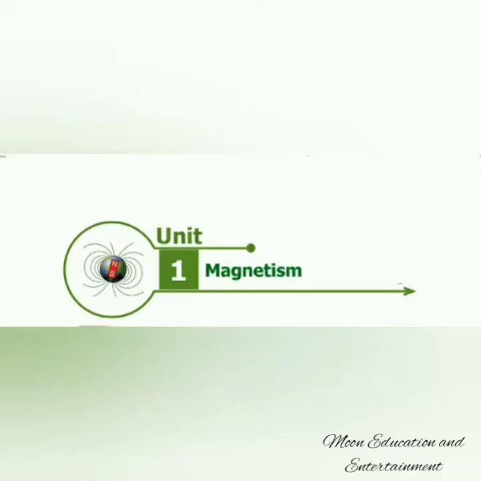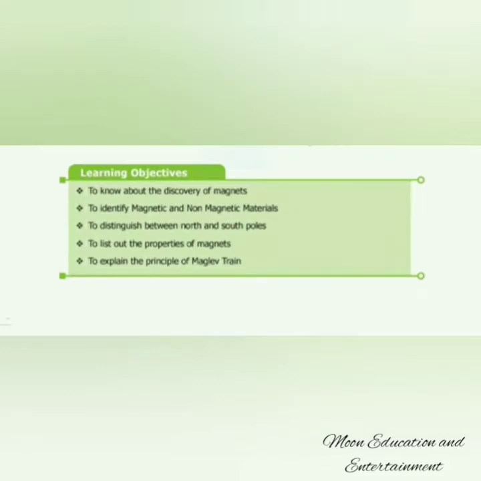Unit 1 Magnetism. In this lesson, we'll learn about the discovery of magnets, and we'll also identify magnetic and non-magnetic materials, distinguish between north and south poles, and list out the properties of magnets. We'll also explain the principles of maglev train.